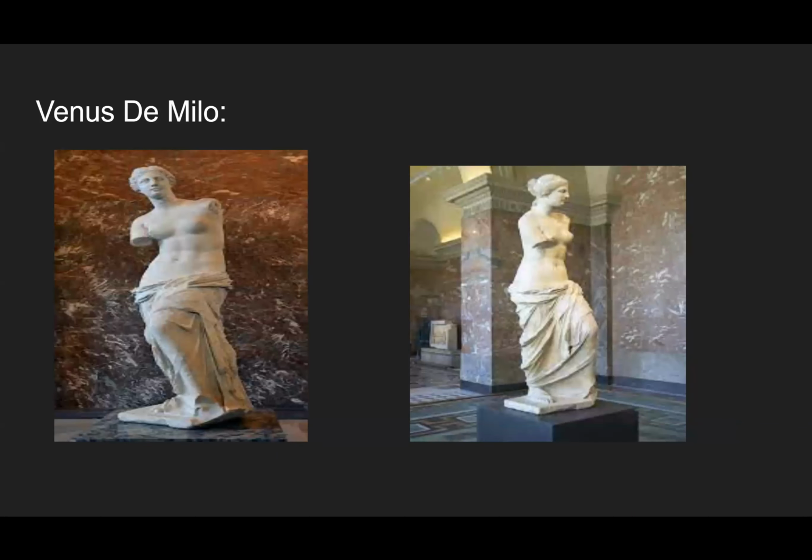Second, I will move on to my second artwork, which is Venus de Milo by Alexandros of Antioch, now located in the Louvre Museum. We know its medium is marble and the dimensions are 6 feet 8 inches. So that gives us a pretty good scale. Judging based off its height, we can tell that the sculpture is pretty big and takes up a lot of space within the room.